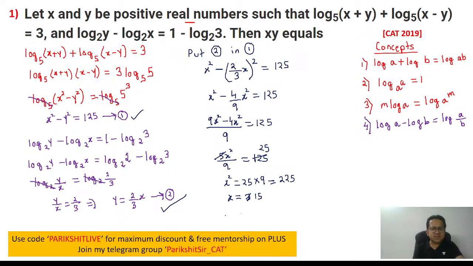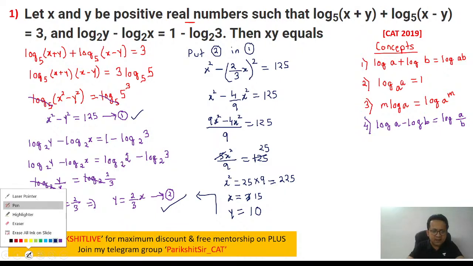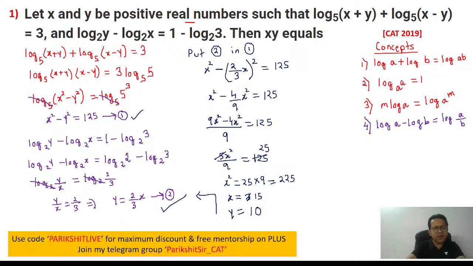That's it. If x is 15, how much is y? You can put it back out here. Y is equal to 2 by 3x. So 2 into 15, 30. 30 by 3 is 10. What do we need? We need x into y, and we have everything with us. So x into y is 15 into 10 is equal to 150. That's your answer to this wonderful CAT 2019 question.